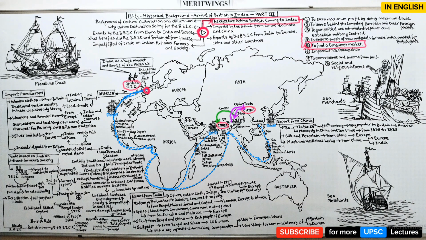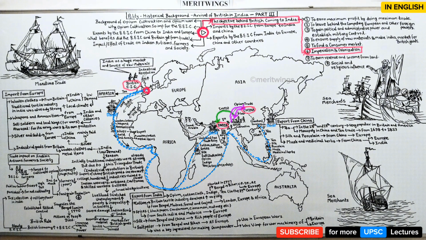The British East India Company was looking for a large consumer market to sell the goods manufactured in British industries. And for this also they chose India, because at that time India was a very large consumer market. The British wanted to make India a market for their British goods. Their sixth objective was imperialism and colonization, friends.